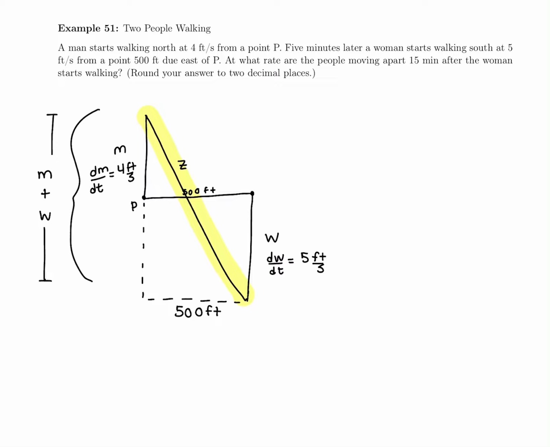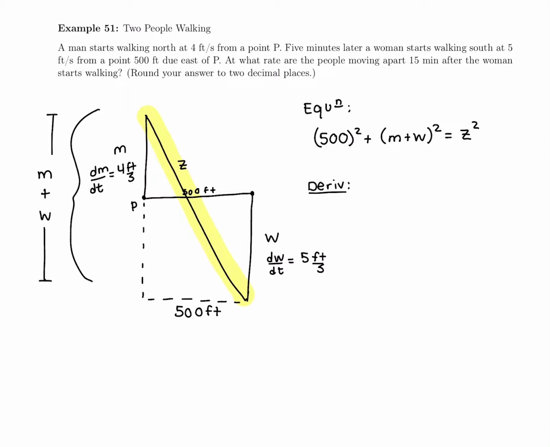So the equation that can relate the two would be the Pythagorean theorem. We have our base, which is going to be 500 feet squared, plus the height of the triangle, which is M plus W squared, equals our hypotenuse, that distance between them, which we could call D or Z. You can give it any letter that you want. So we're going to have to use that equation and its derivative to solve this problem.